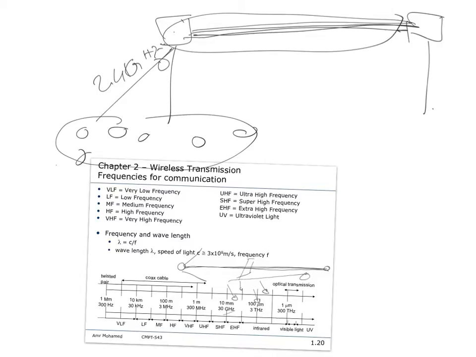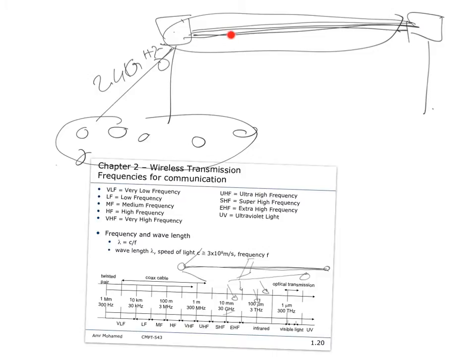And nowadays, we're also talking about even visible light. Especially nowadays, they're talking about using visible light for communication. Visible light is what we see, next to ultraviolet, but how we use this for communication is really challenging.